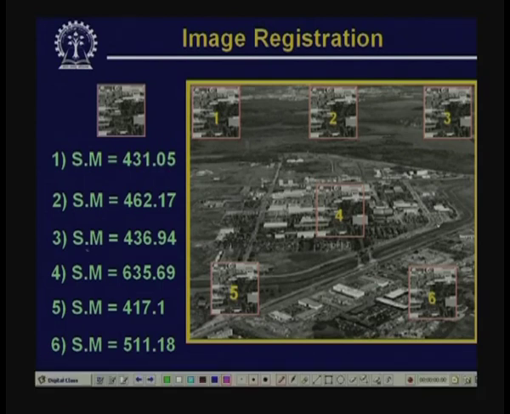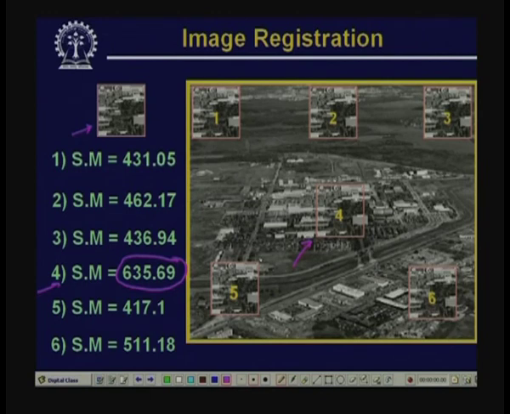So, you see that from these similarity measure values, if I compute for all possible locations, of course, I cannot show all possible locations on the screen, then you will find that this similarity measure value is coming out to be maximum, that is 635.69, for location 4 in the given image. And exactly this is the location from where this particular template F was cut out. If you look at this picture after placing this template, you find that there is almost a perfect match.